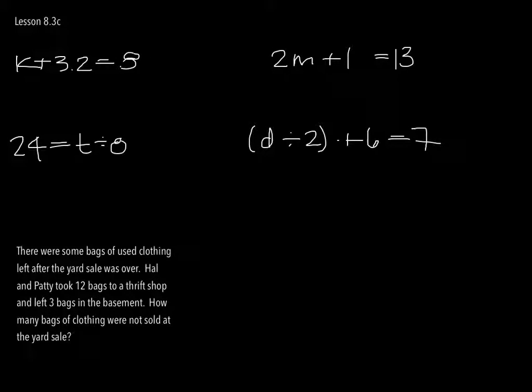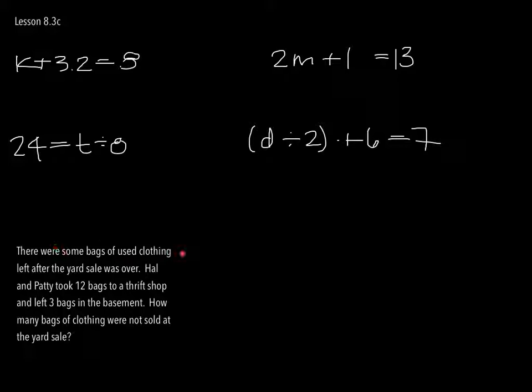Alright, your problems are k plus 3.2 is equal to 8. Then we have 2m plus 1 is equal to 13. We have 24 equals t divided by 8. And the quantity, which means in parentheses, d divided by 2 plus 6 is equal to 7.